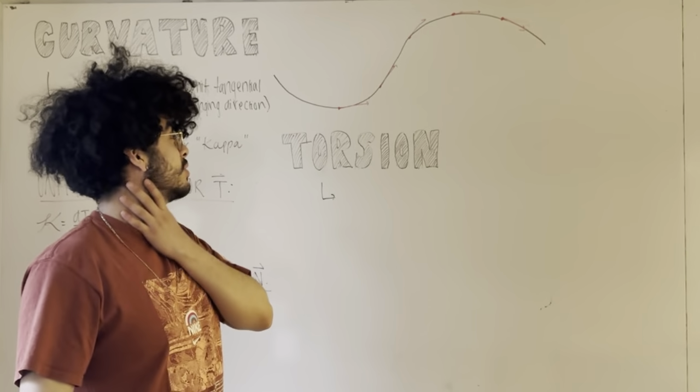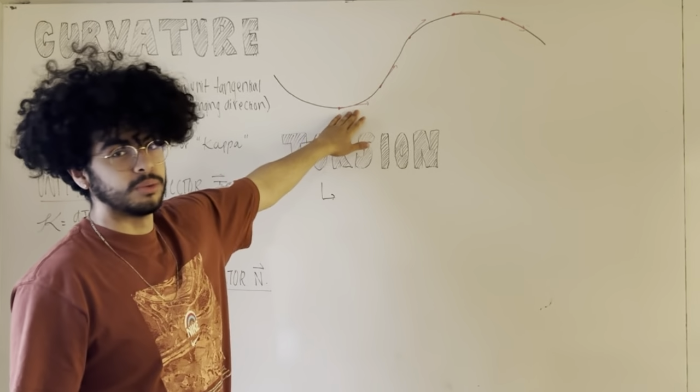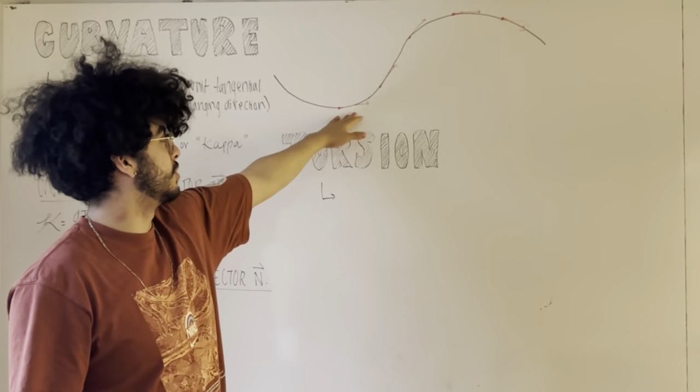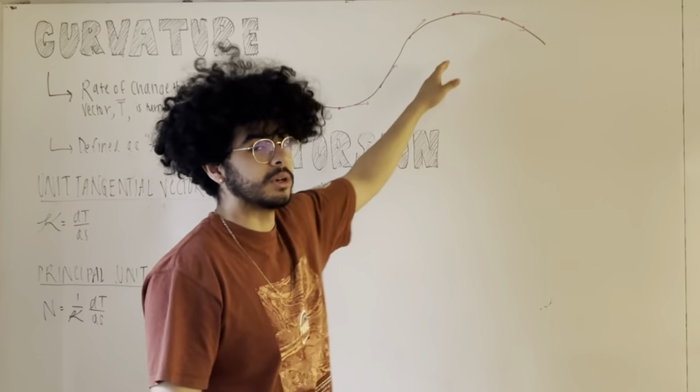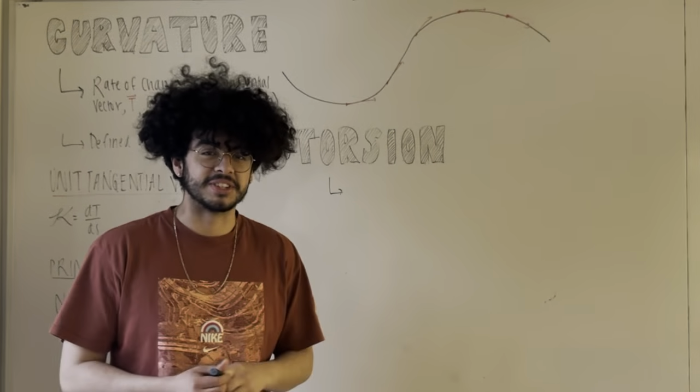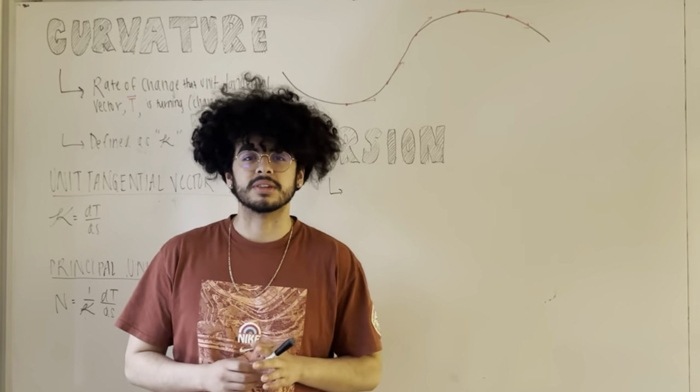The rate at which the path is turning, or this little red thing, the rate at which this unit tangent vector changes direction is what we call curvature. Does anyone have any idea how we would calculate this?